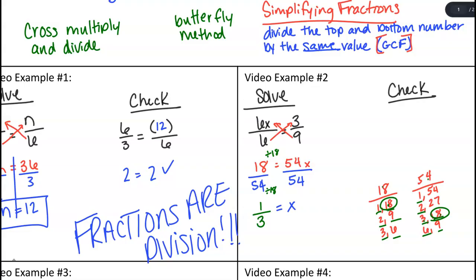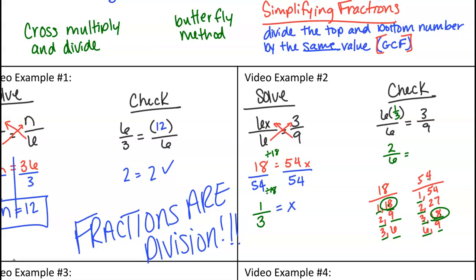Let's check our work. So we have 6 parentheses 6 equals 3/9. And we think that our answer is 1/3. Well, if we take 6 times 1/3, which is really 6 divided by 3, 3 goes into 6 twice.